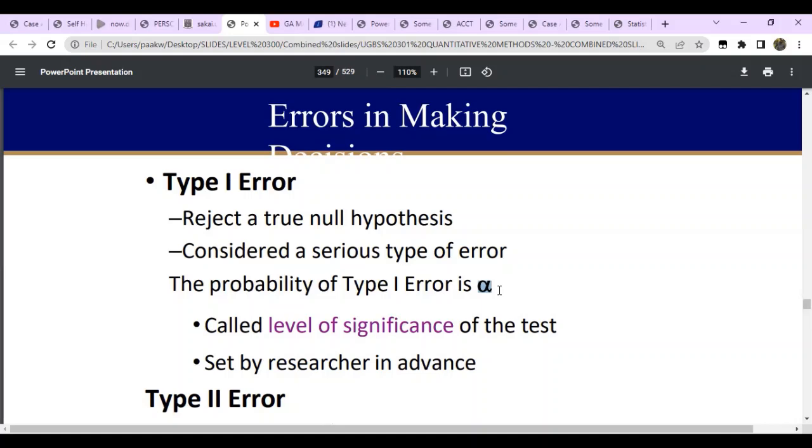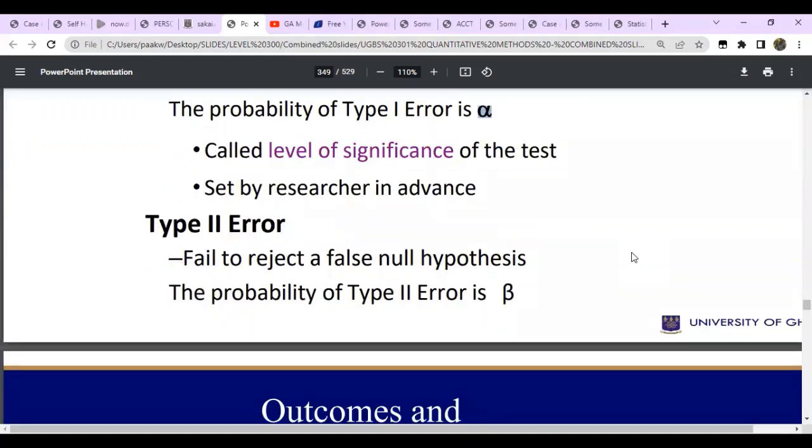So the type 1 error is when you reject a true null hypothesis, and it's considered to be a serious type of error. And the type 2 error is the opposite of what? Type 1 error. Type 2 error is saying that you fail to reject a false null hypothesis. So instead of rejecting the false hypothesis, you fail to reject. That's the second type of error.